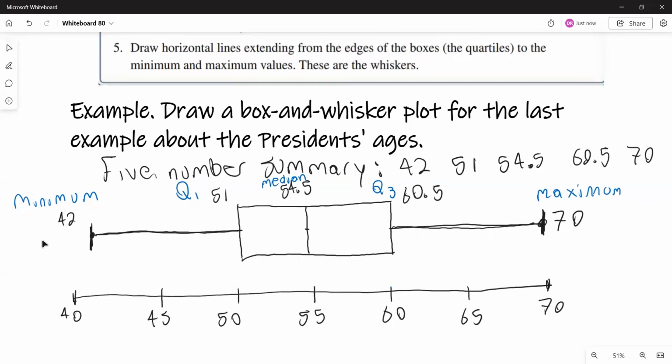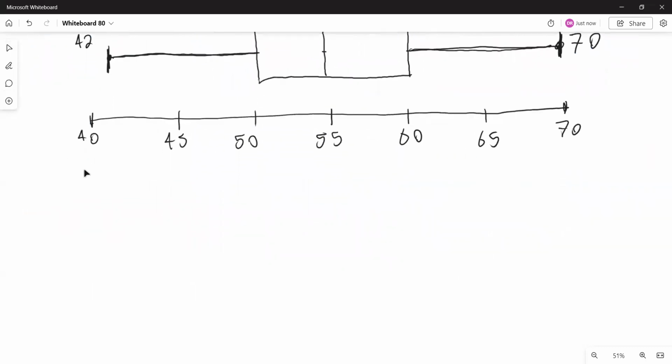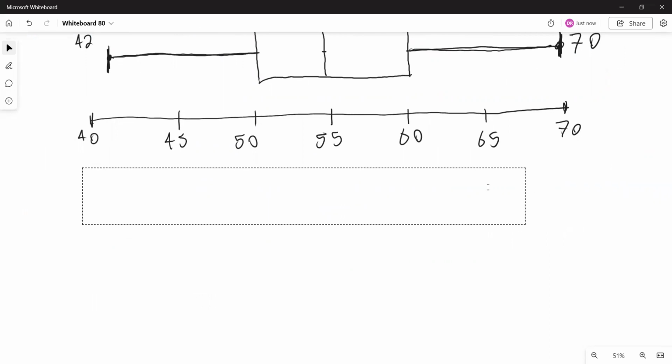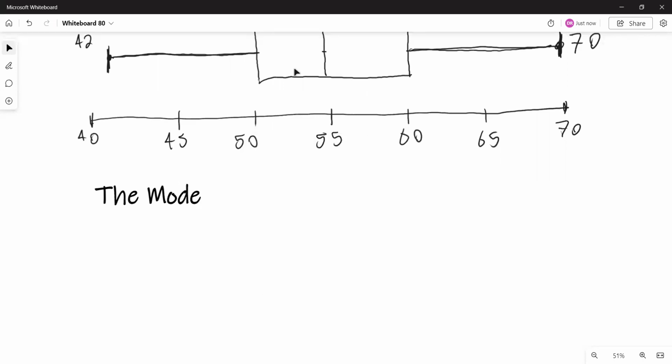And the last measure of center, or the last measure of central tendency, is the mode. The two most important ones are the mean and the median. And the mode is mainly for qualitative data. For quantitative data, it's not going to be very useful. And the mode is the most frequent value, the value that appears more often. And if no value repeats, then there is no mode.